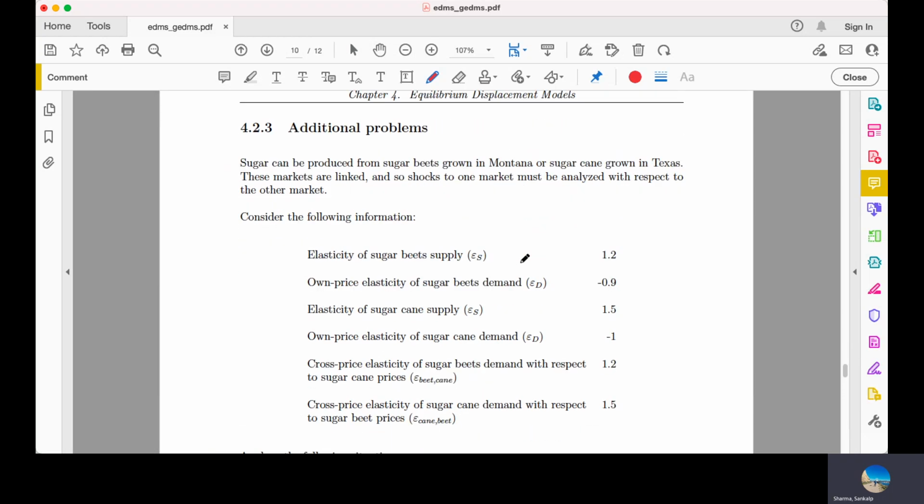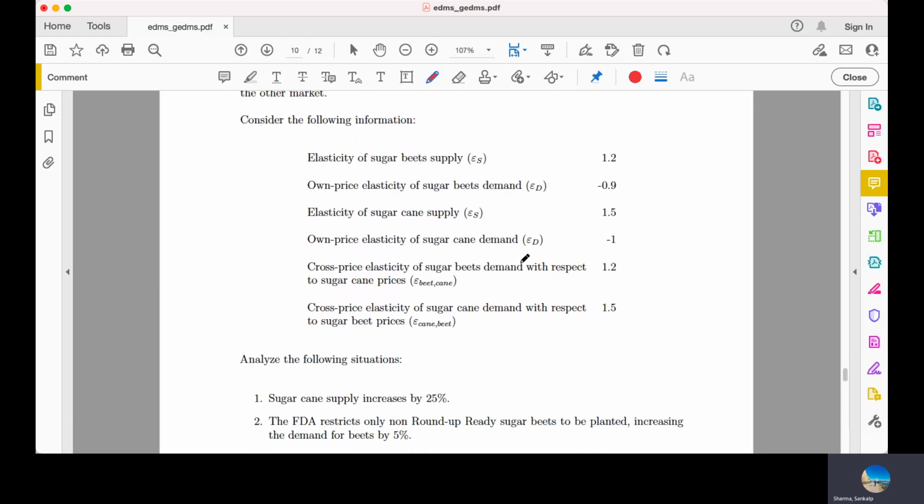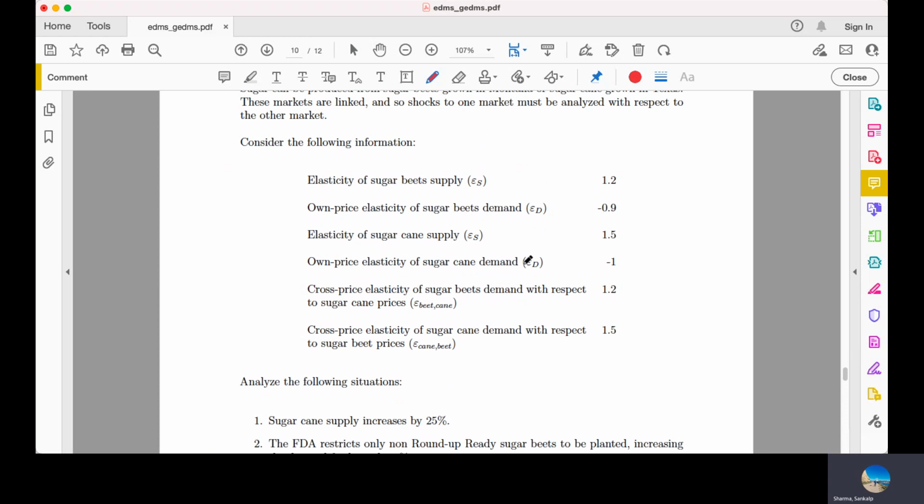But what we want to do is walk you through an example here so that you don't get super confused about this. So we have a system here. I have elasticities given, and then we have some cross price elasticities. Okay, let me just go here. So here we have certain elasticities that are given, and then we also have cross price elasticities.